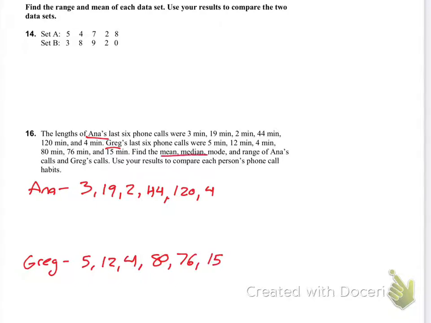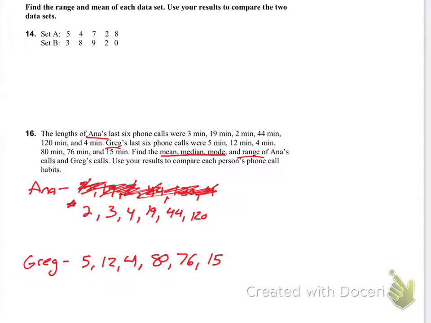So we have to find the mean, median, and mode, and then also the range. In order to do that, I need to rewrite these in order from smallest to biggest. So it's going to be 2, 3, 4, 19, 44, and 120. Okay, so I just got rid of these. Now I'm dealing with this set right here.